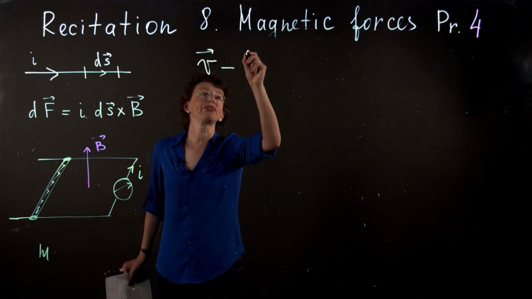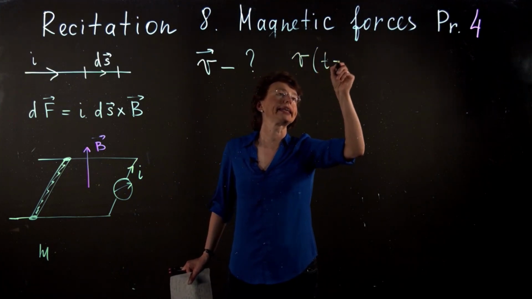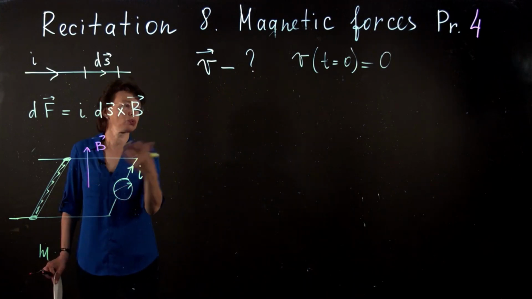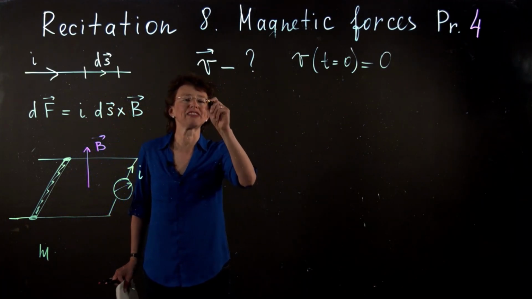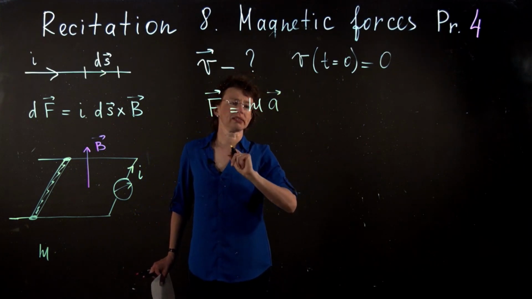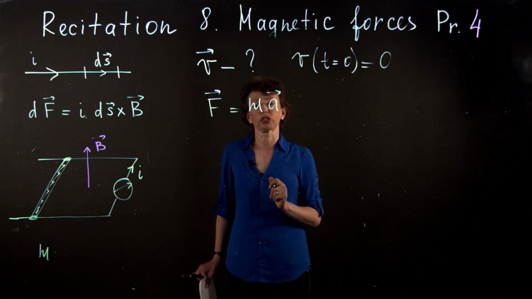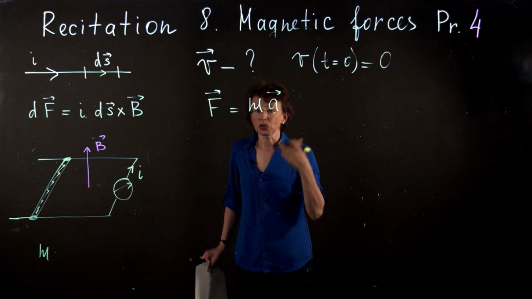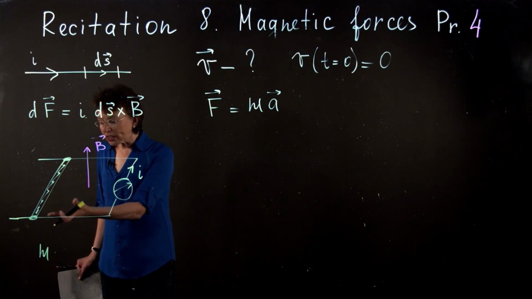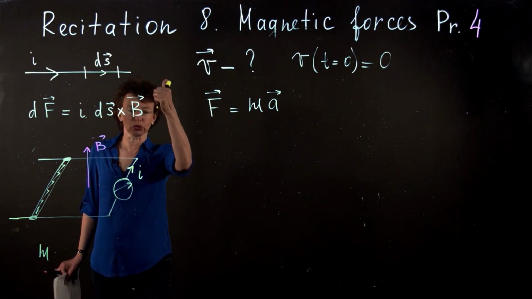We need to find the velocity of this wire as a function of time if the velocity at time moment 0 was 0. From mechanics, we know that if we find the acceleration of this wire from the second law, then we can find the velocity, because to find velocity we will just integrate the acceleration. So why don't we try to apply the second law to this problem? What is the force acting on this wire? Gravity will be equal to the normal force.